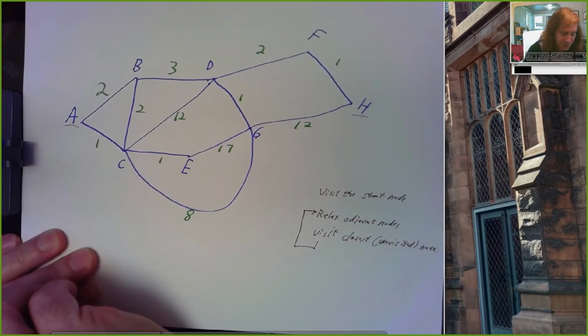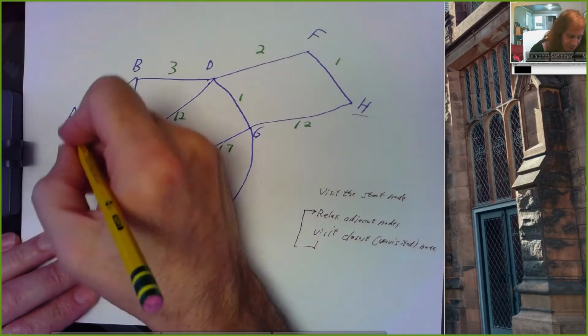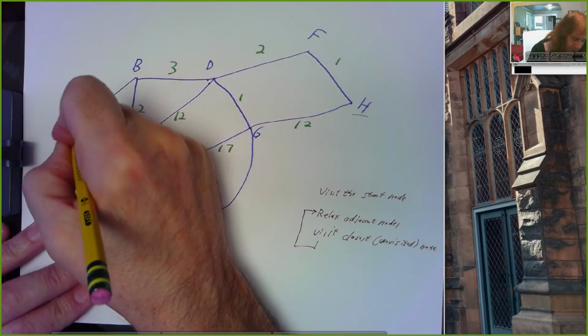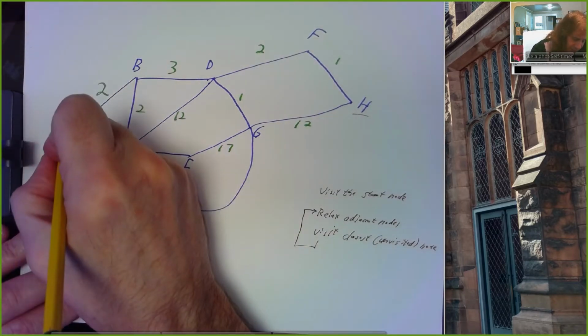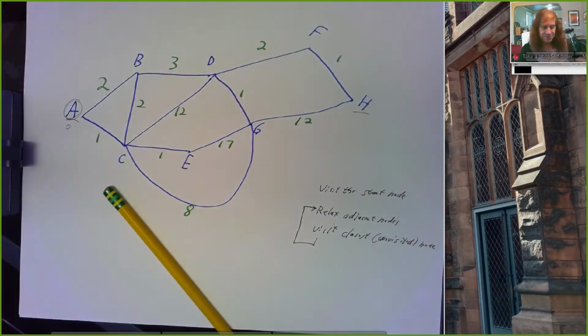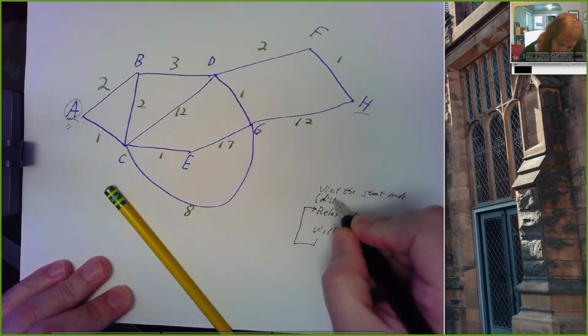All right. So let's start from node A, and we're going to seed the whole algorithm by visiting the starting node. So I'm going to circle a node once it's been visited. And since this is my starting node, I'm going to record a distance of 0. So let me put that in here, distance.